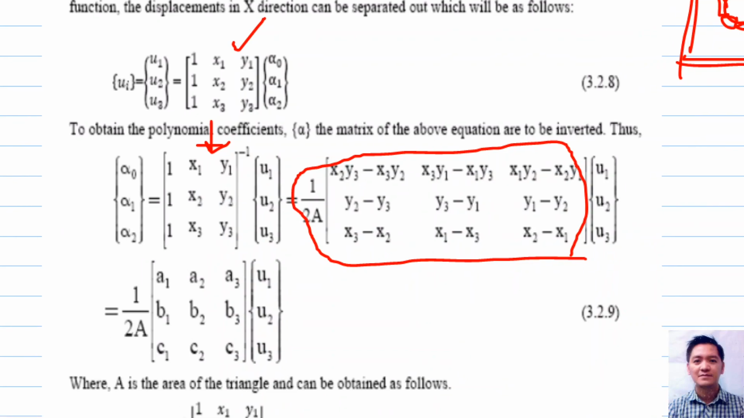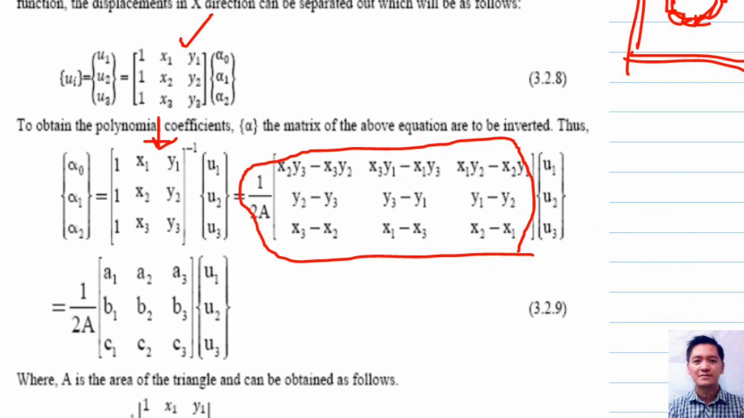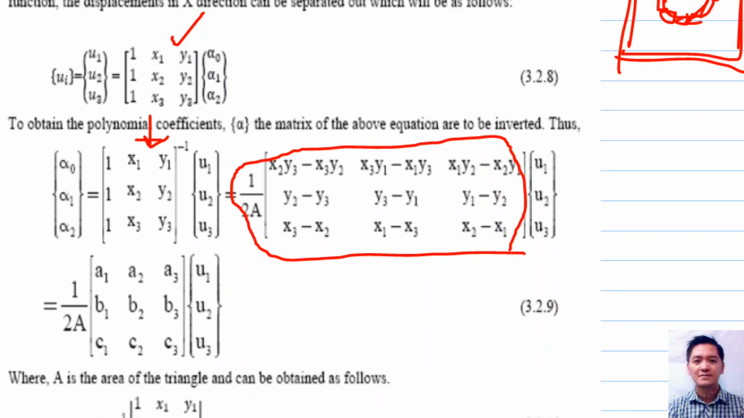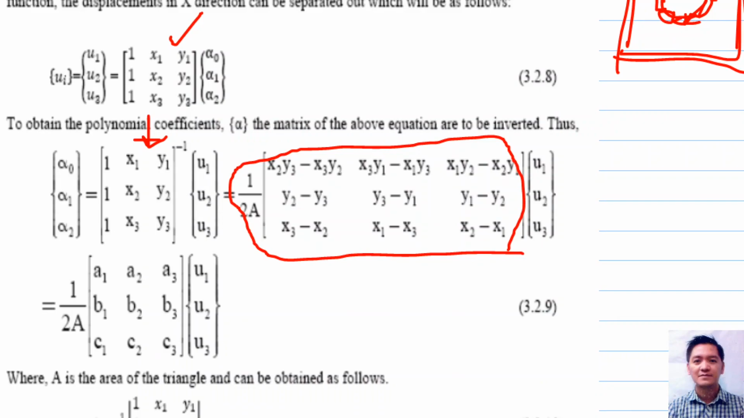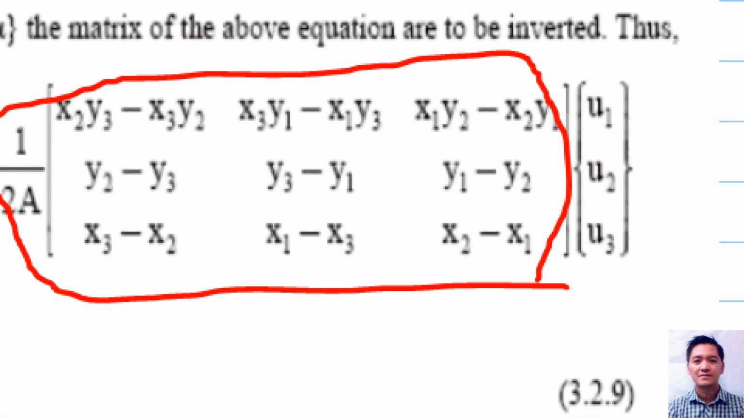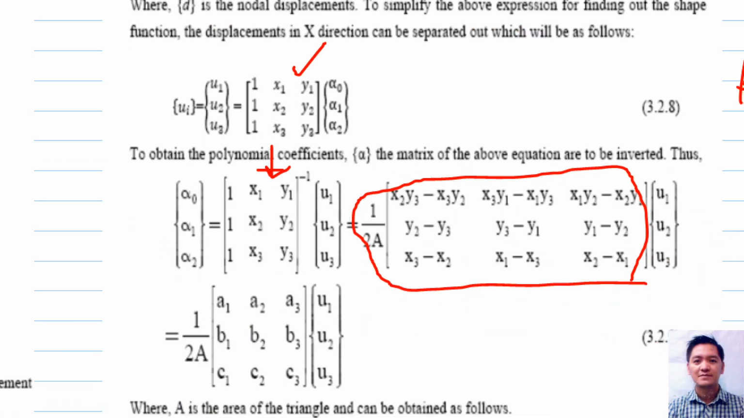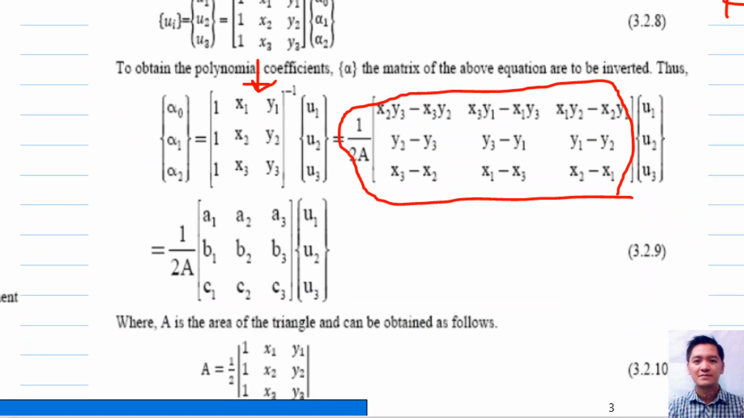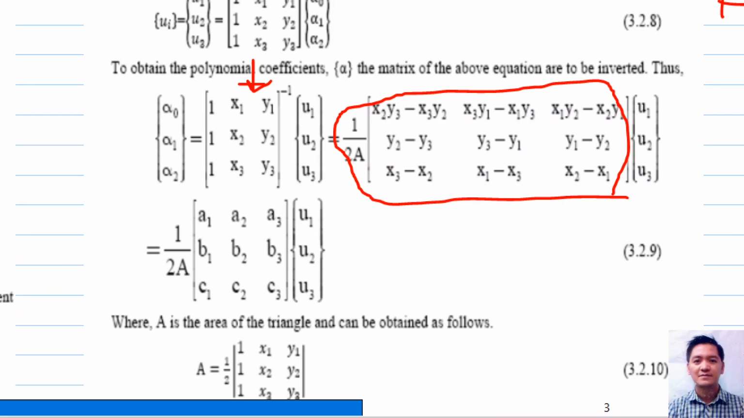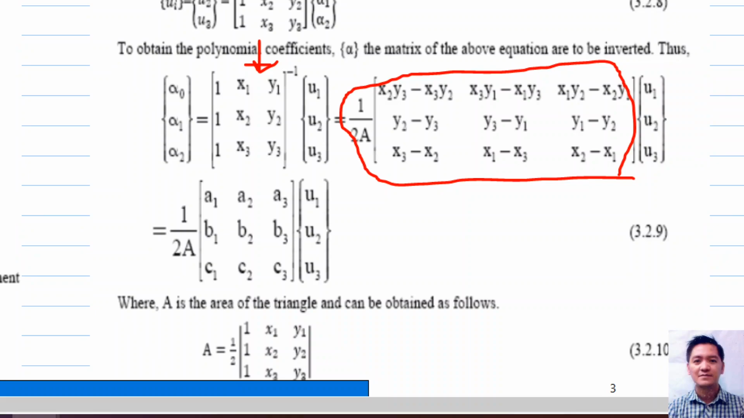So, extract natin yung 1 over 2a. And, dahil mahaba yung nasa loob, let's just assume yung x2, y3 minus x3, y2 is simply equal to a1. And then yung x3, y1 minus x1, y3 is simply equal sa a2. Okay? And of course, A is the area of the triangle and can be obtained as follows. So, alam na natin yan during undergrad pa lang.